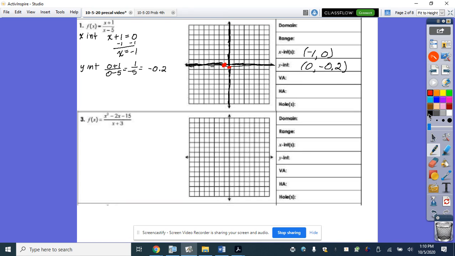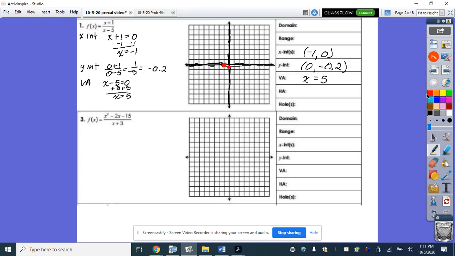All right. So the next thing I need is my vertical asymptote. That means I'm going to take my denominator. So I'm going to say VA, vertical asymptote, x minus 5 equals 0. And when you solve that, you're going to get x is equal to 5. So I have a vertical asymptote at x equals 5.